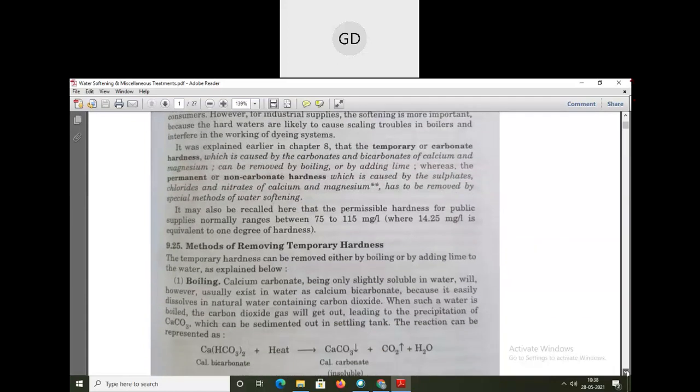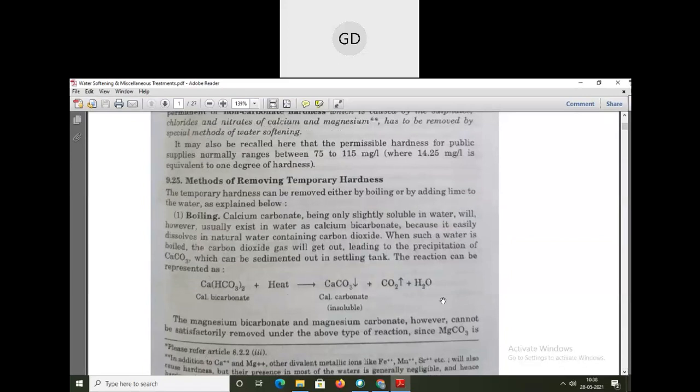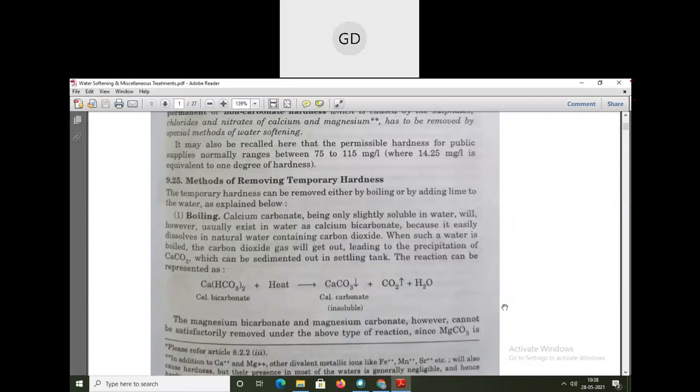Let us see. What are the methods of removing temporary hardness? We already discussed that if you boil the water, the temporary hardness might get removed. Suppose you boil, so what happens? The calcium carbonate present in the water, which leads to the temporary hardness, is only soluble in water as calcium bicarbonate.